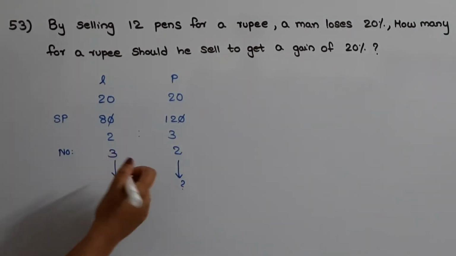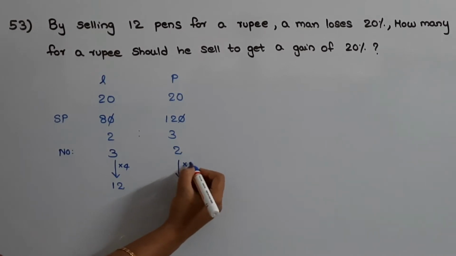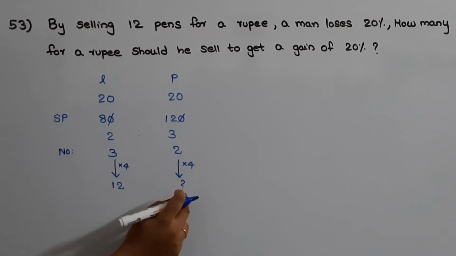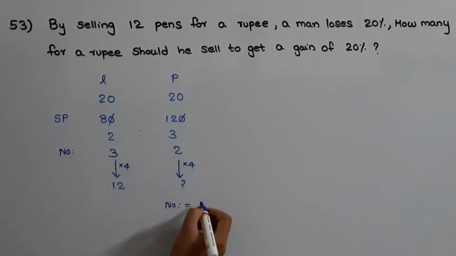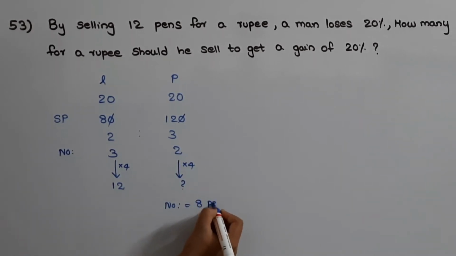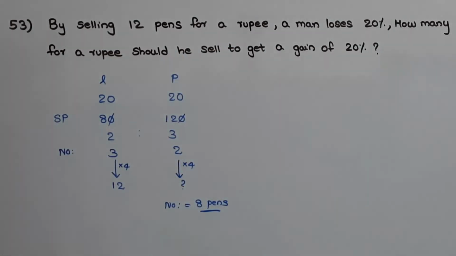See, 3 into 4 is 12. So here also if you multiply this 2 by 4, you will get this answer. So the number of pens is equal to 2 into 4, that is 8. So he should sell 8 pens to get a gain of 20%.